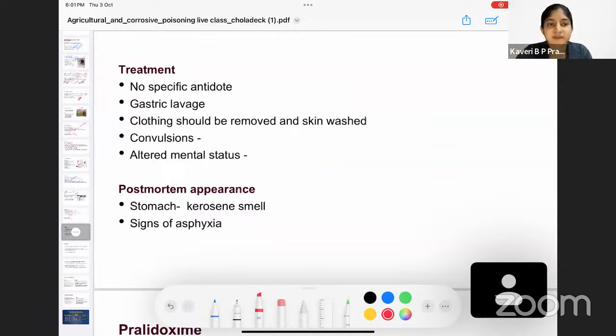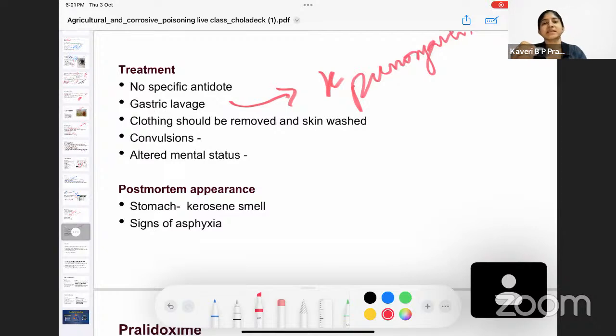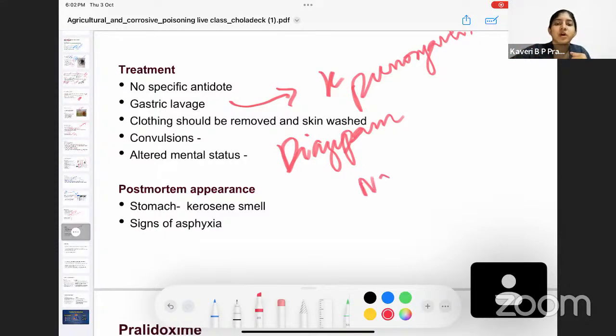What is the treatment? No specific antidote. You give a gastric lavage. What is it done with? I told you earlier, if it's not mentioned, it is usually potassium permanganate. Clothing should be removed and the skin washed so that further exposure is prevented. Convulsions are treated with diazepam. It is an anti-epileptic, and whenever there is altered mental status, you try to treat everything. Like if the person is low on fluids, you give fluids. You try to check his temperature. If there's hypothermia, you correct it. And if there is any imbalance in ions in the body, like sodium or potassium, you correct even that. Postmortem appearance: in the stomach there's going to be a smell of kerosene, and there's going to be signs of asphyxia in all the organs. So this specifically tells us the answer.